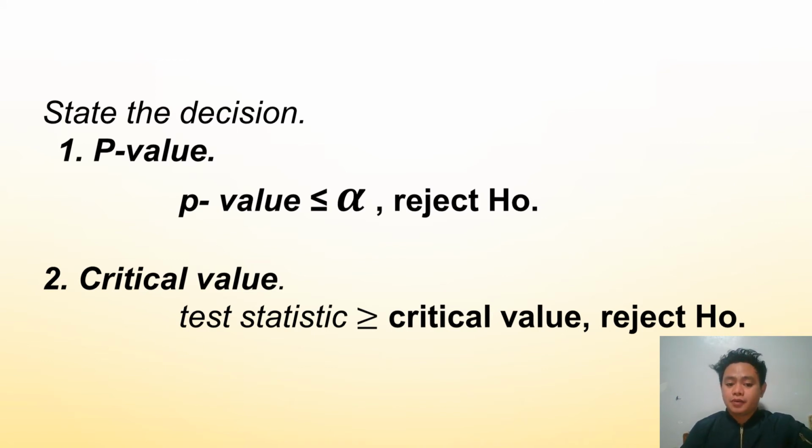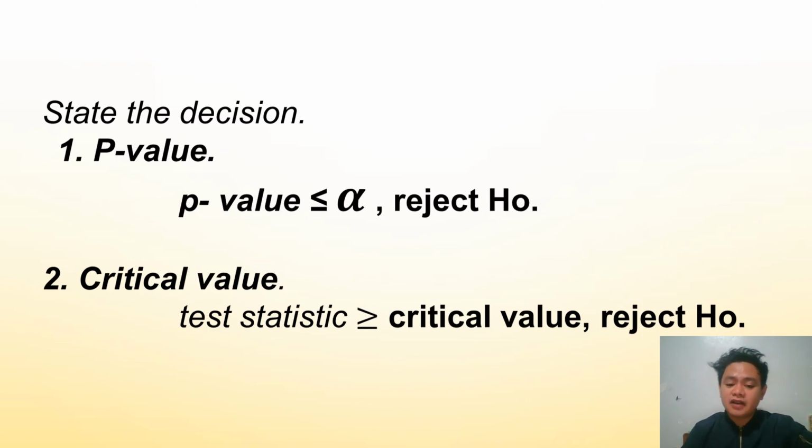In the p-value approach, take note, if the computed p-value is less than or equal to the alpha level of significance, your decision must be to reject the null hypothesis. Otherwise, accept the alternative hypothesis.